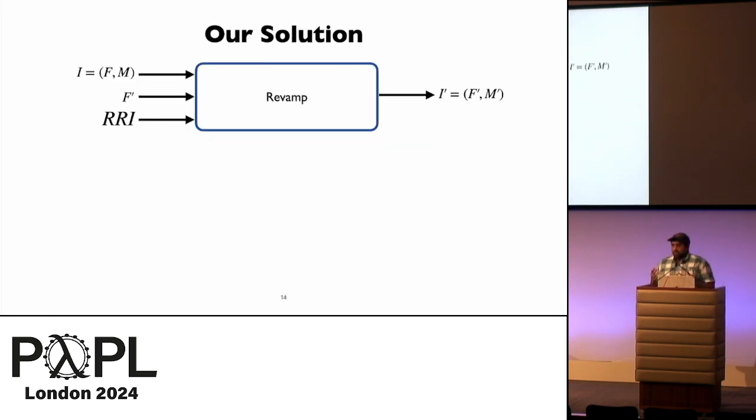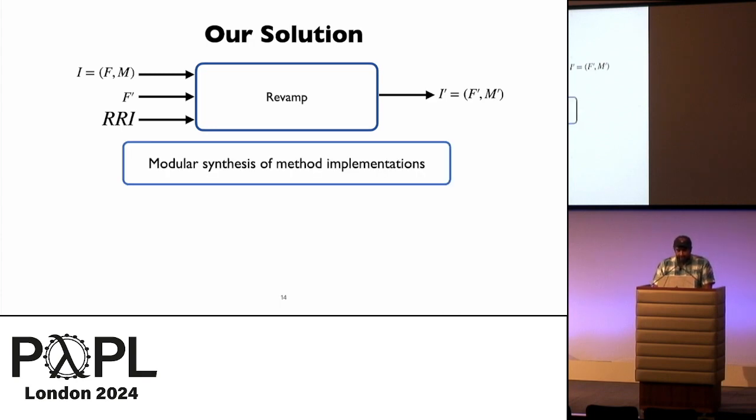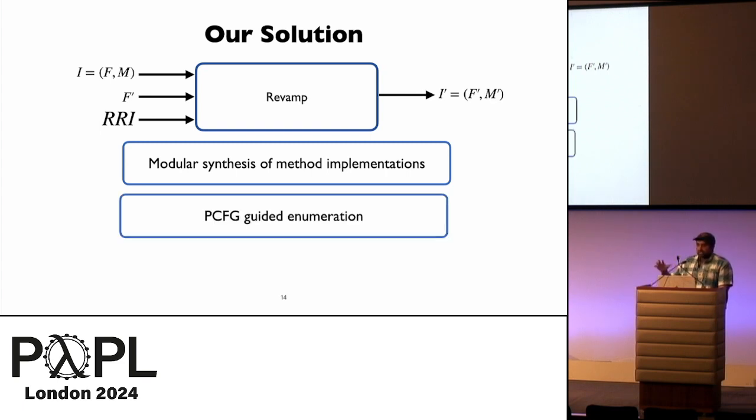To do this, we developed a tool called Revamp, which takes those three inputs and synthesizes a new ADT. And if there's a timeout, it will return unknown. At a high level, Revamp performs this refactoring modularly by synthesizing new implementations one at a time, and this is for scalability. It also performs top-down enumerative search to synthesize the bodies of the functions, and it uses a PCFG to guide the search.